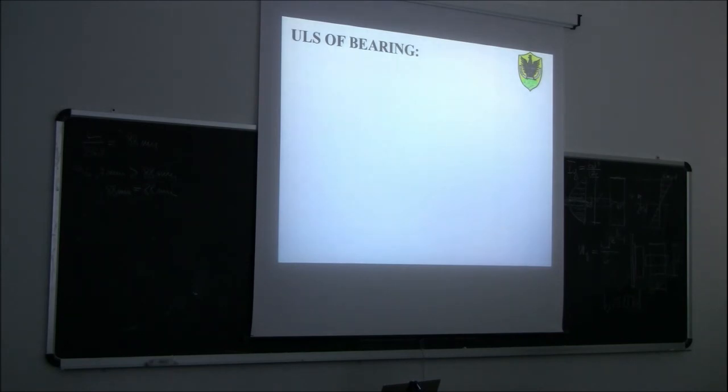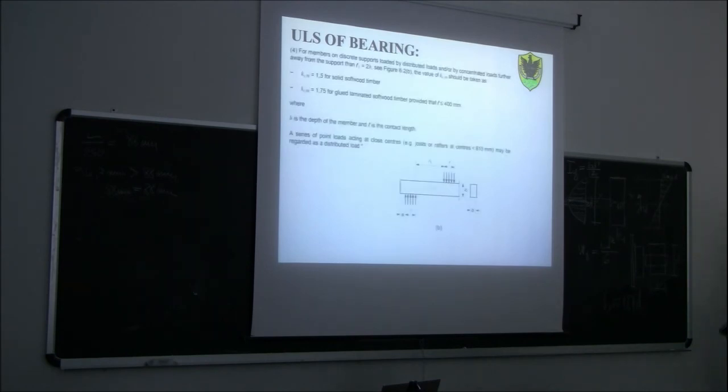So in our case, let's see. We are in this case here, members on discrete supports loaded by distributed load, or by concentrated load further away from the support than A1 equal to 2H. KC90 should be taken as 1.5. In our case it should be 1.75 for glued laminated softwood timber, provided that L is less than 400 millimeter.